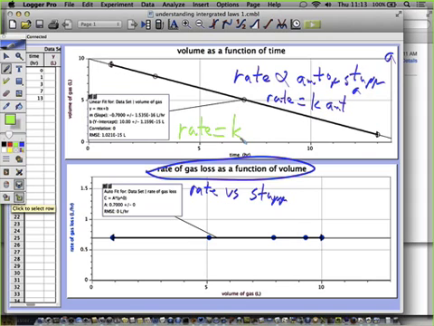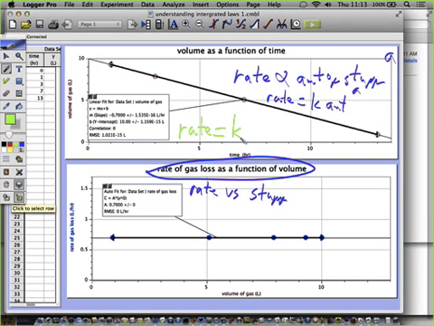So rate equals K. What's the value of K? It's 0.7. Is it negative 0.7? No, it is not negative 0.7, because rate is always positive. I understand where the negative could be coming from if you look at the graph, but we always define rate as positive. So what's the value of K? It's 0.7. How do I know? Because I looked at the line.